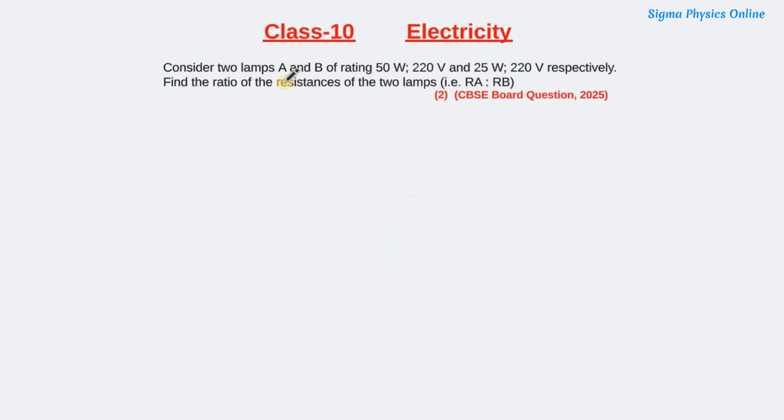This question is from the electricity chapter and the question is: consider two lamps A and B of rating 50 watt, 220 volt and 25 watt, 220 volt respectively. Find the ratio of the resistances of the two lamps, that is RA is to RB.